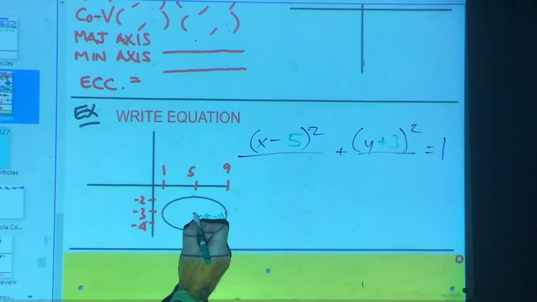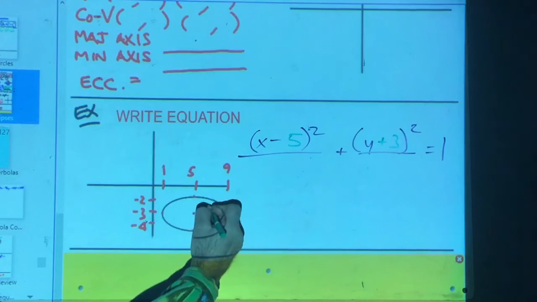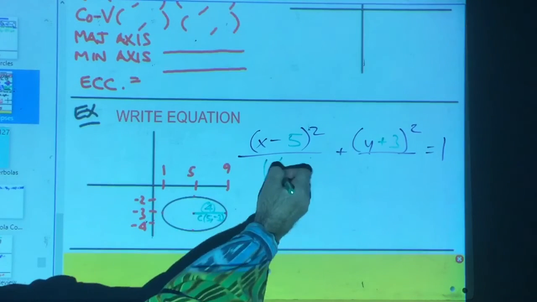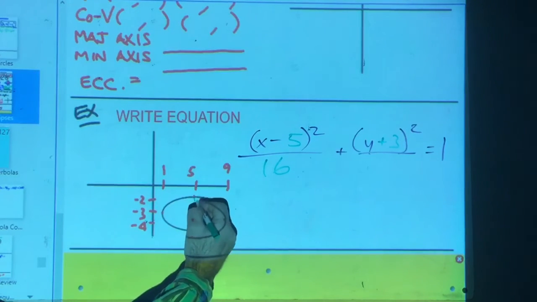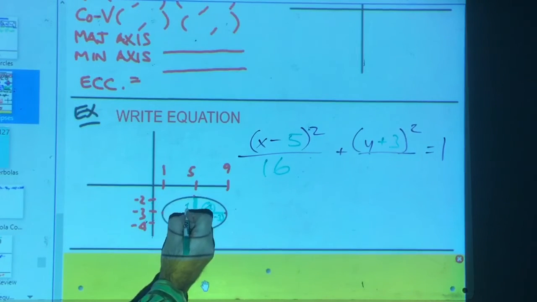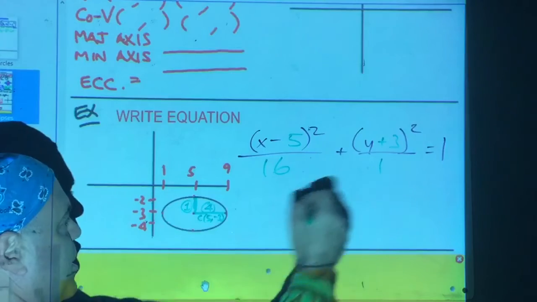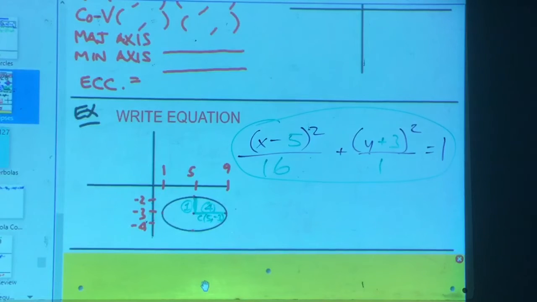Okay? This distance getting us to the vertex on the major axis is baby A. How long is that? 4. So we're going to square it up and place it under the X since it was going sideways. This unit here is baby B, and it went up 1. Square that up and place it under y. This is the equation for that ellipse in standard form.